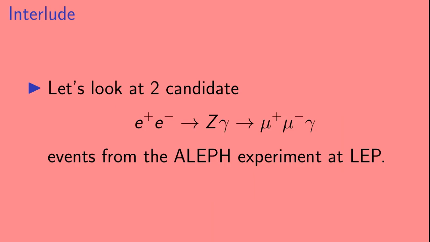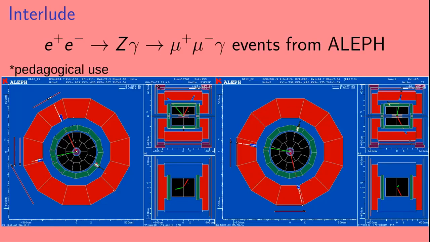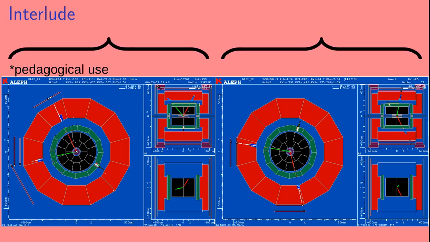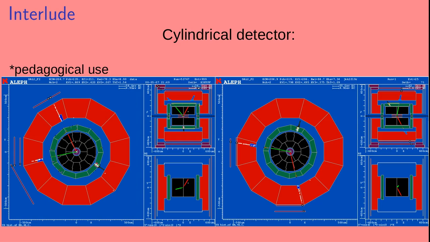Okay, let's look at two candidate E plus E minus goes to Z photon events, where the Z goes to mu plus mu minus, from the Aleph experiment at LEP. Here are two of these candidate events. One is shown in the three images on the left, and one is shown in the three images on the right. The detector was cylindrical, so the main picture you see for each event is a cross-section of the cylindrical detector. And then there are also two side views for each event.